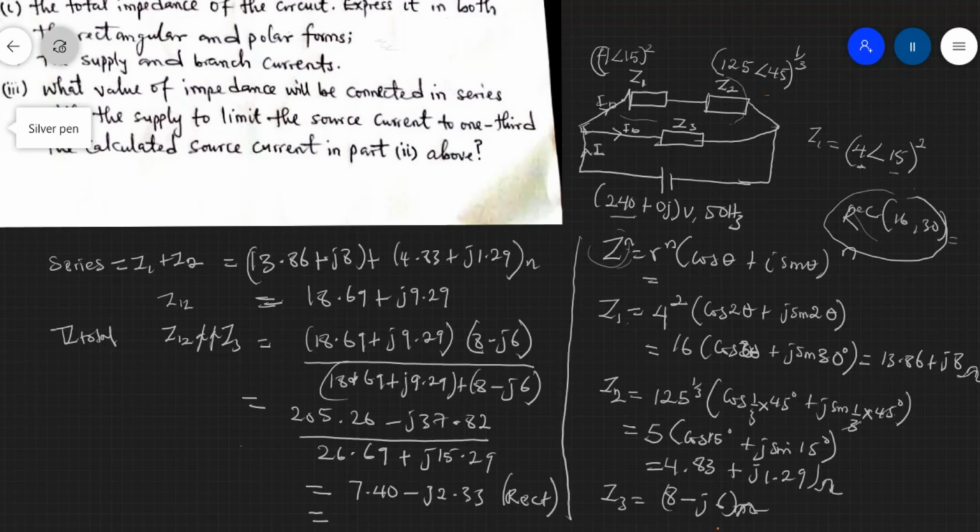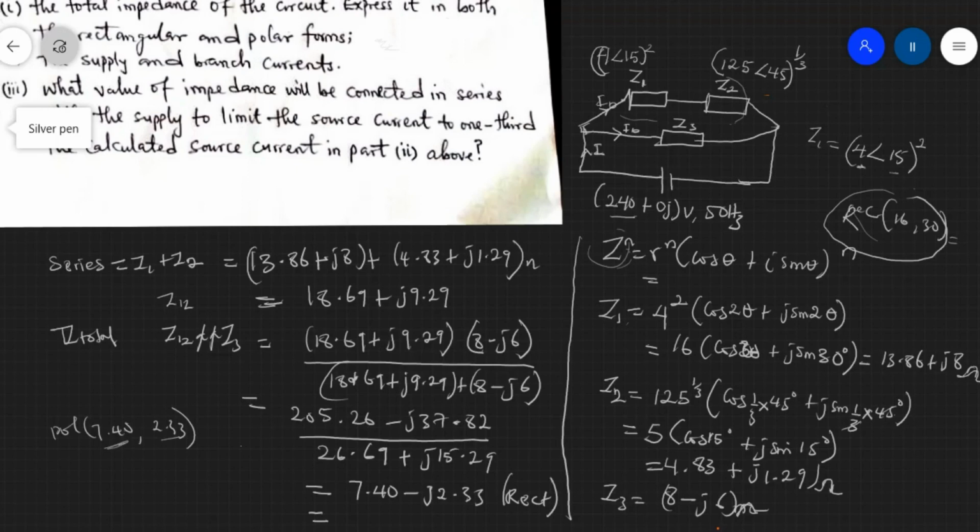I just press polar, put in this value, and the x component is 7.40, comma 2.33. It's already told the calculator this is the x, this is the j component, right? So if you do that, your calculator will give it in polar form.